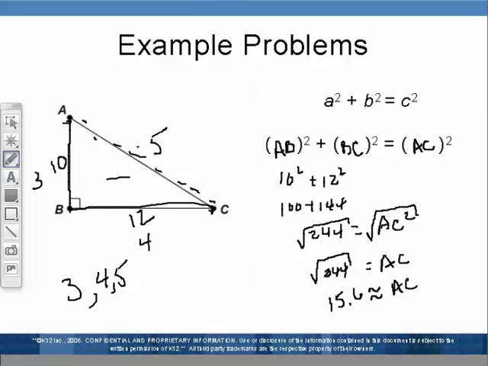That is what is important when using the Pythagorean theorem. That's where it's used from. Okay? Now, where did it come from? Let's go back to the ancient Greeks.